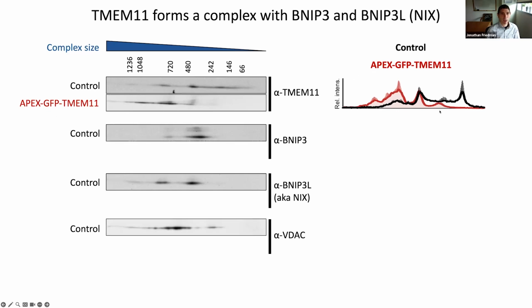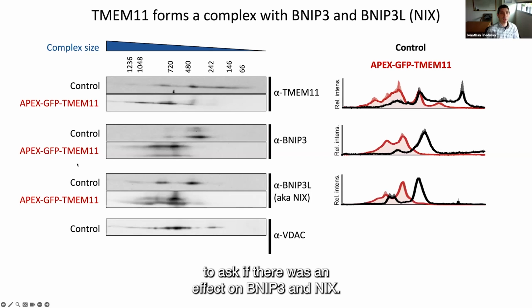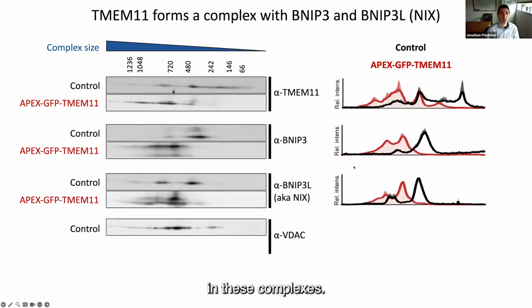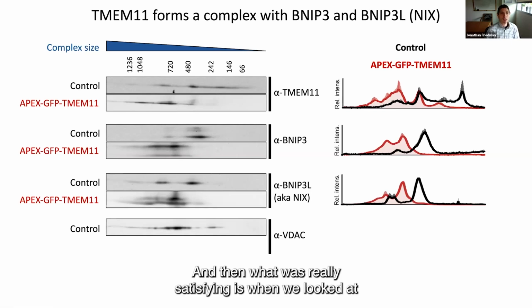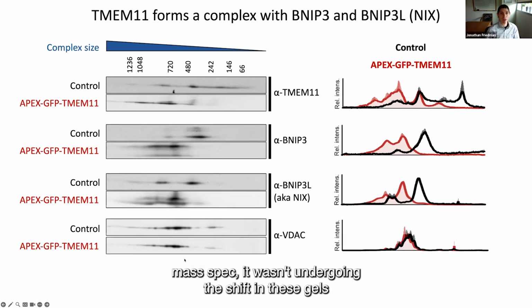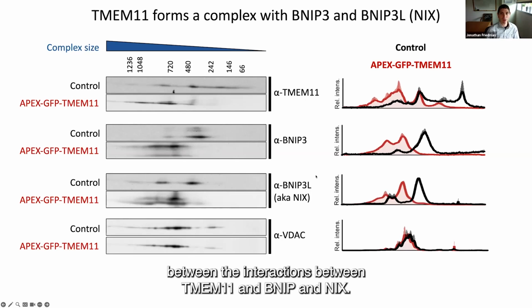black. And then what we did was we used those purified mitochondria to ask if there was an effect on BNIP3 and NIX, and there absolutely was. In both cases, you can see this leftward shift on these gels and the high molecular weight movement of them into these complexes. And then what was really satisfying is when we looked at VDAC, even though it was abundantly pulled down in our IP mass spec, it wasn't undergoing this shift in these gels, that it stayed at exactly the same size. So to us, this really indicated that there's specificity between the interactions between TMEM11 and BNIP3 and NIX.